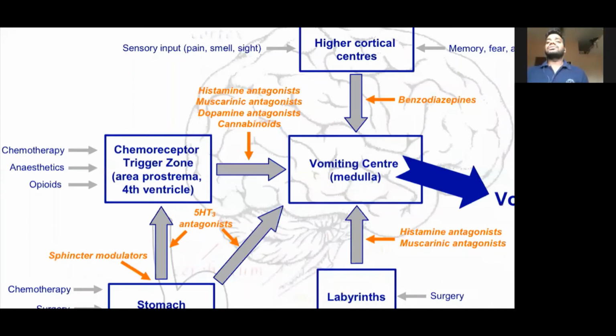vomiting is you give histamine antagonist. Histamine antagonist. This is what I was talking about. Promethazine, and I told promethazine, right? Along with pethidine, they give promethazine, right? Yes. You can give the promethazine, muscarinic antagonist, dopamine antagonist, or cannabinoids. So these are the treatment modalities for treating this kind of nausea, vomiting.